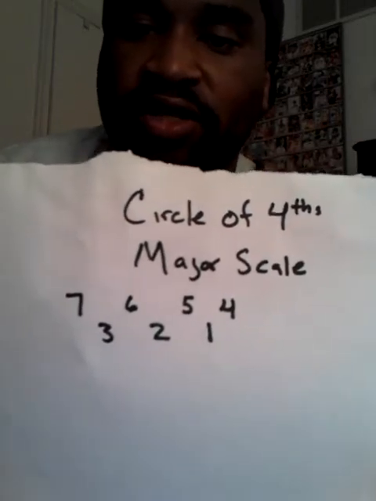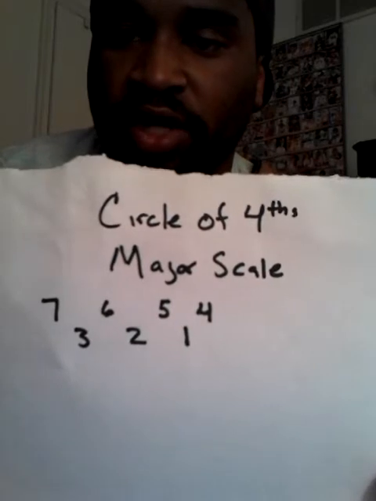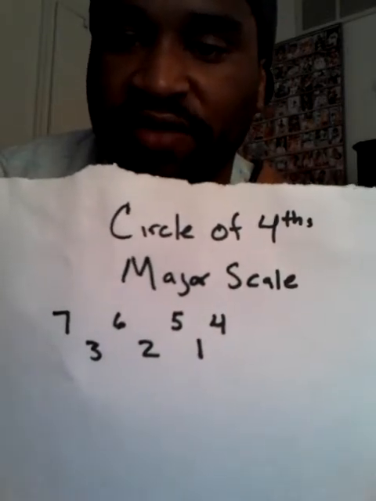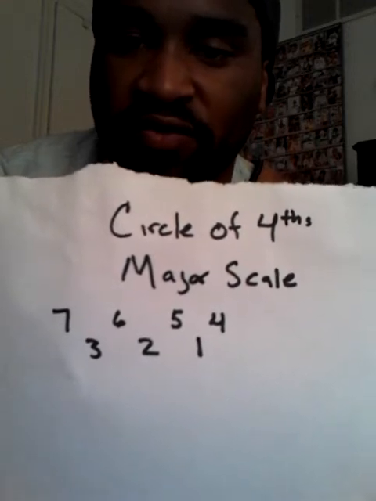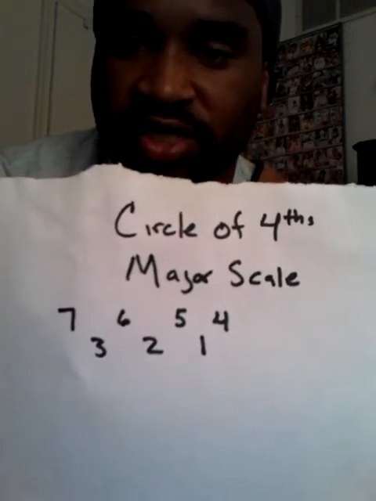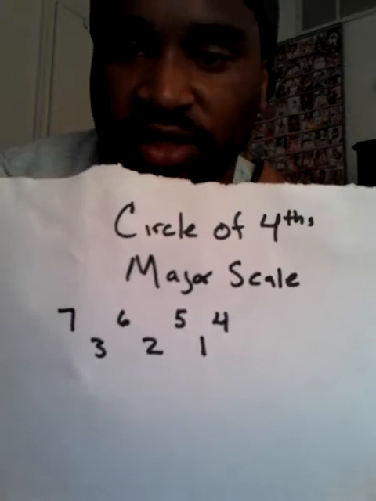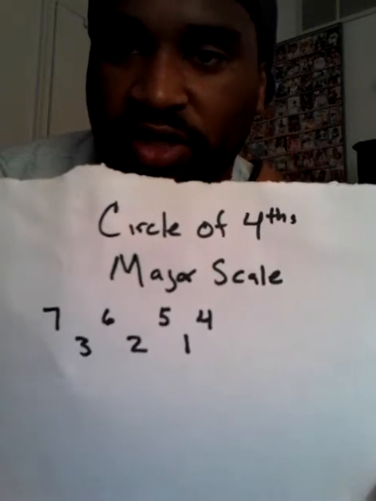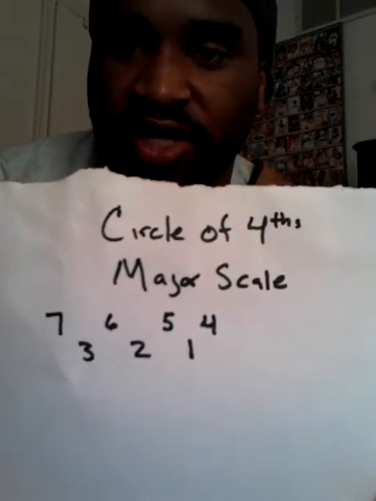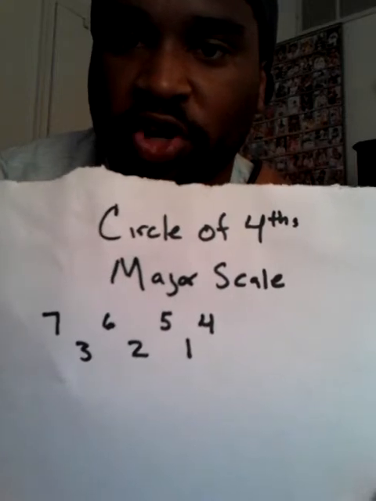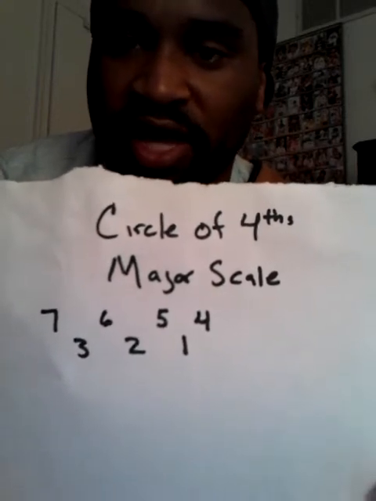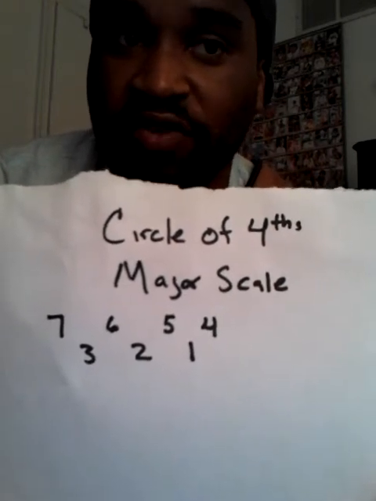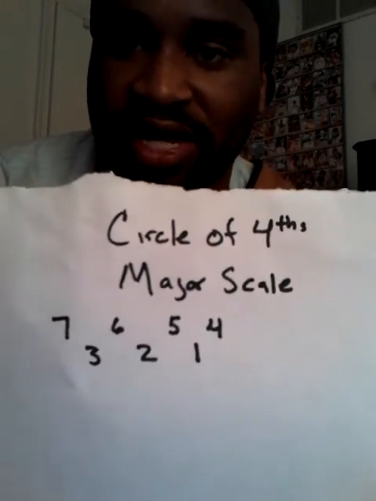Exactly. So the rundown, or what we call it, is the turnaround. The turnaround is 7, 3, 6, 2, 5, 1, 4. Or you could just end it at the 1. So 7, 3, 6, 2, 5, 1, and you hear some variation of a circle of fourths turnaround in almost every gospel song. Guaranteed.